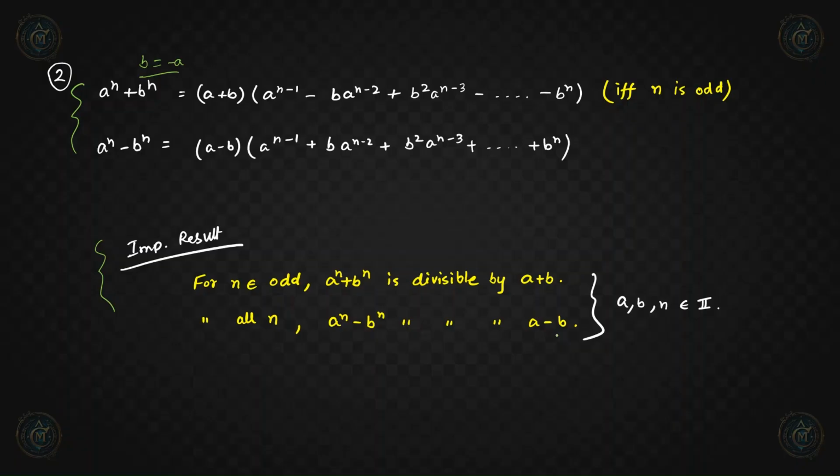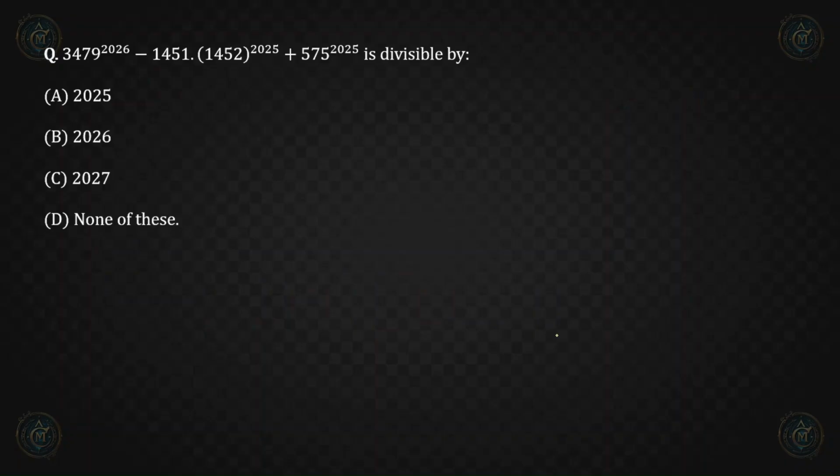We can find its application in remainder problems in the binomial theorem chapter, and I have brought a similar type of question for practice, okay. So this is the question we have. Here it says 3479 whole to the power 2026 minus 1451 times 1452 to the power 2025 plus 575 to the power 2025 is divisible by which of the following numbers, okay.